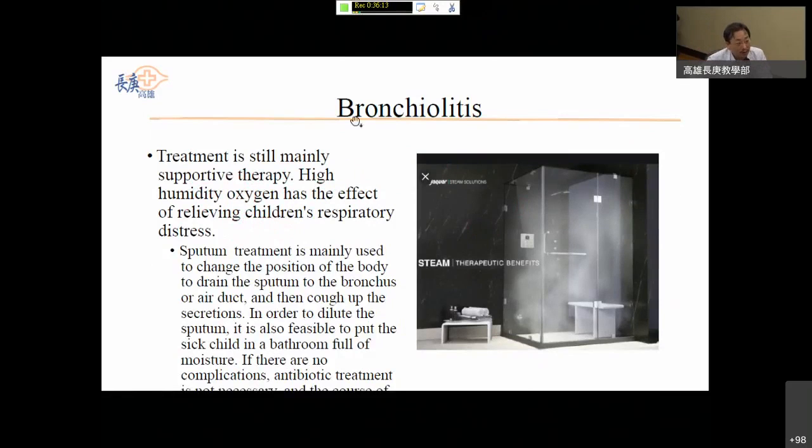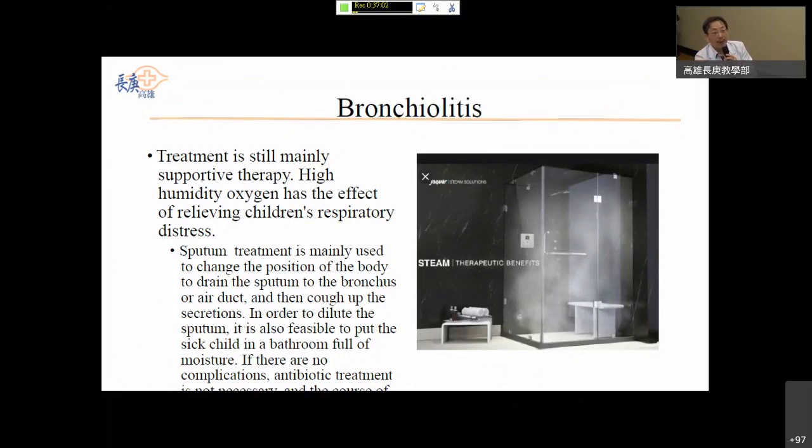We need to give high humidified oxygen. When you don't have a humidified oxygen device at home, what can you use? I think many people have a steam device at home, like you can see in a sauna. If you don't have this steam device, what you can do is produce a lot of steam in your bathroom, and take the baby into the bathroom so they can inhale the steam. The steam can help to soften the sputum.